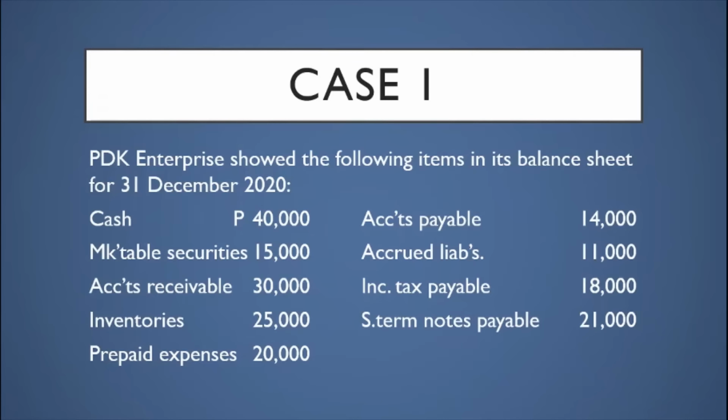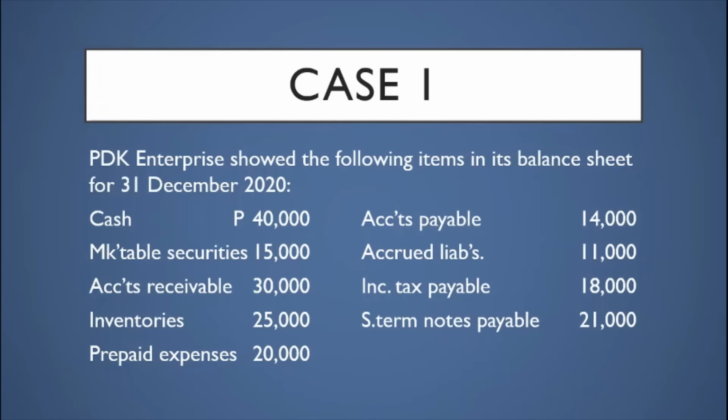EDK Enterprise showed the following items in its balance sheet for 31 December 2020. Cash, marketable securities, accounts receivable, inventories, prepaid expenses. These are asset items. Accounts payable, accrued liabilities, income tax payable, short-term notes payable. These are current liabilities. At this point, we are going to find the current liabilities of EDK Enterprise.